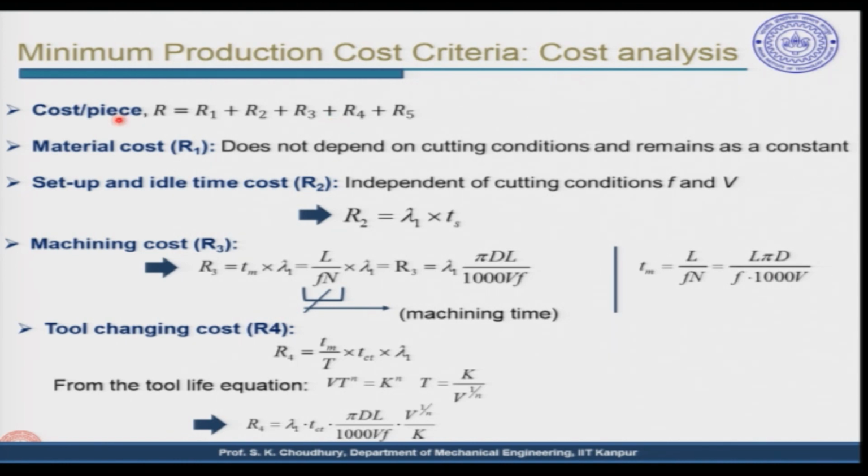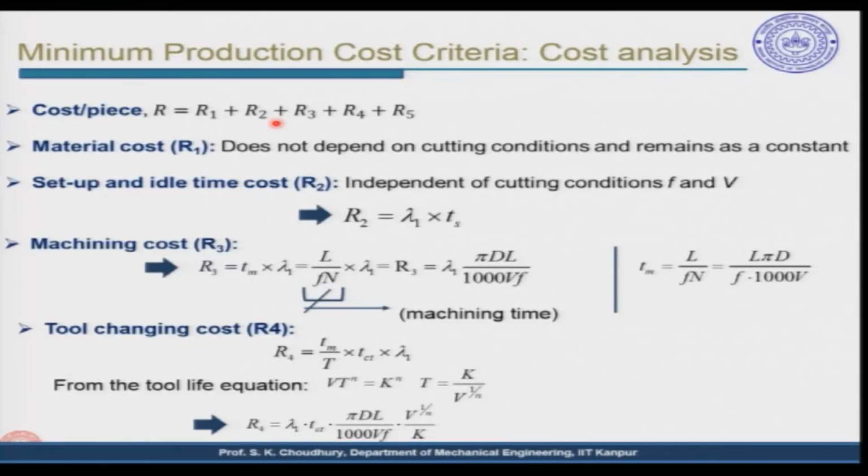So, therefore, for any material, any part, cost per piece will be consisting of 5 costs. We said that material cost, then the setup and idle time cost per piece, machining cost per piece, then the tool changing cost per piece and the tool cost per piece. Now, the material cost does not depend on the cutting conditions, because we are particularly looking into the cutting condition, and in this particular case we said that for simplicity we will look into the cutting velocity. So, we will find out the optimum value of the cutting velocity at which particularly the minimum production cost criteria can be satisfied.